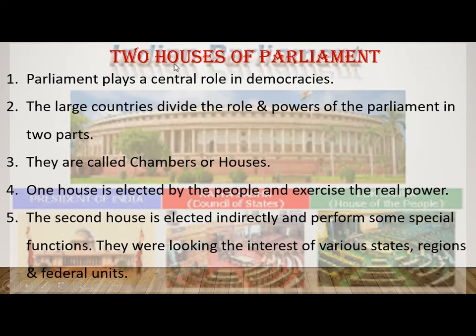Now let's discuss the Houses of Parliament. Parliament plays a central role in our democracy. Large countries divide the roles and powers of the Parliament into two parts, like our country India does. They are called chambers or houses. One house is elected by the people and exercises the real power. The second house is elected indirectly and performs some special functions. They look after the interests of various states, regions and federal units.